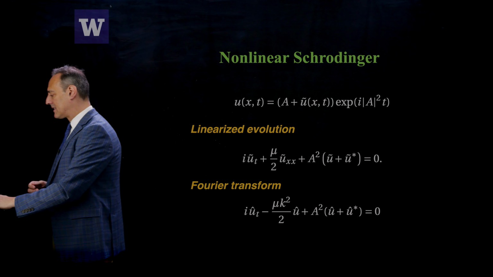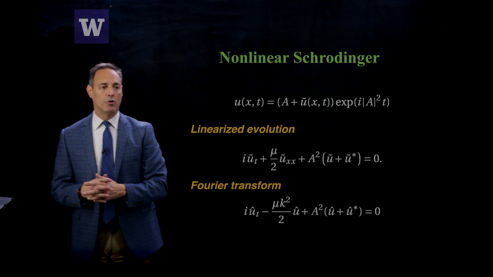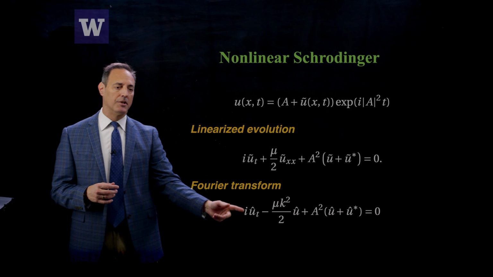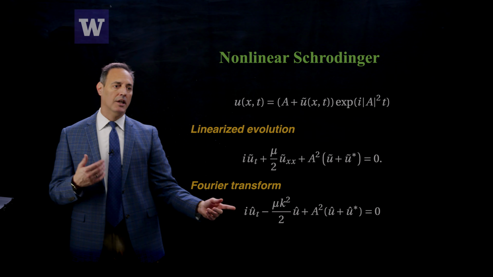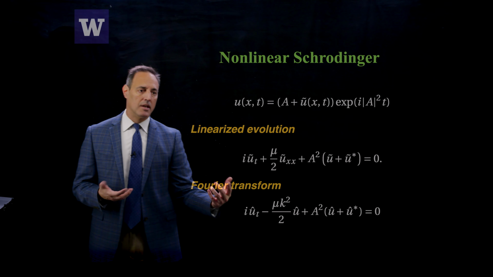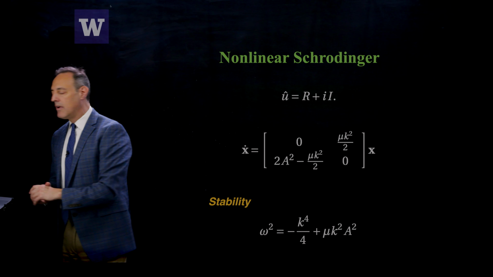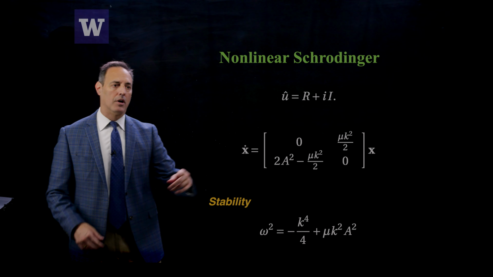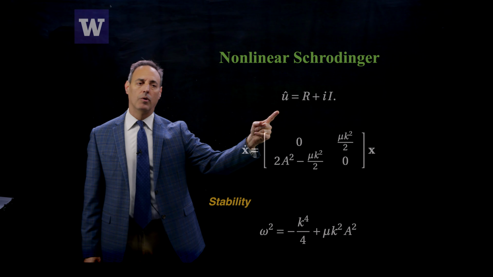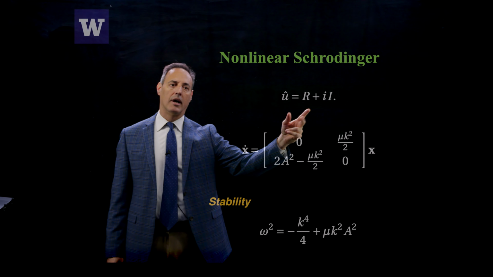You can break this up into the real and imaginary parts, and we'll do so in a minute, but first I'm going to just Fourier transform it, just like I've been doing with all the others. Here's the Fourier transform of this. Now I have everything in terms of u hat. I still have to take care of that real and imaginary part. So I can always write this, break u hat up into a real part and an imaginary part.